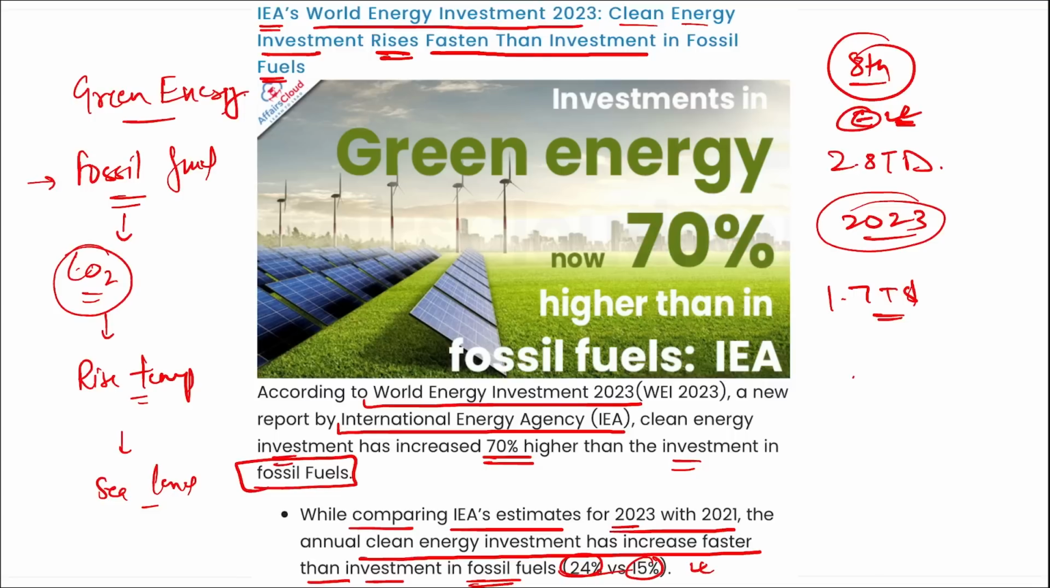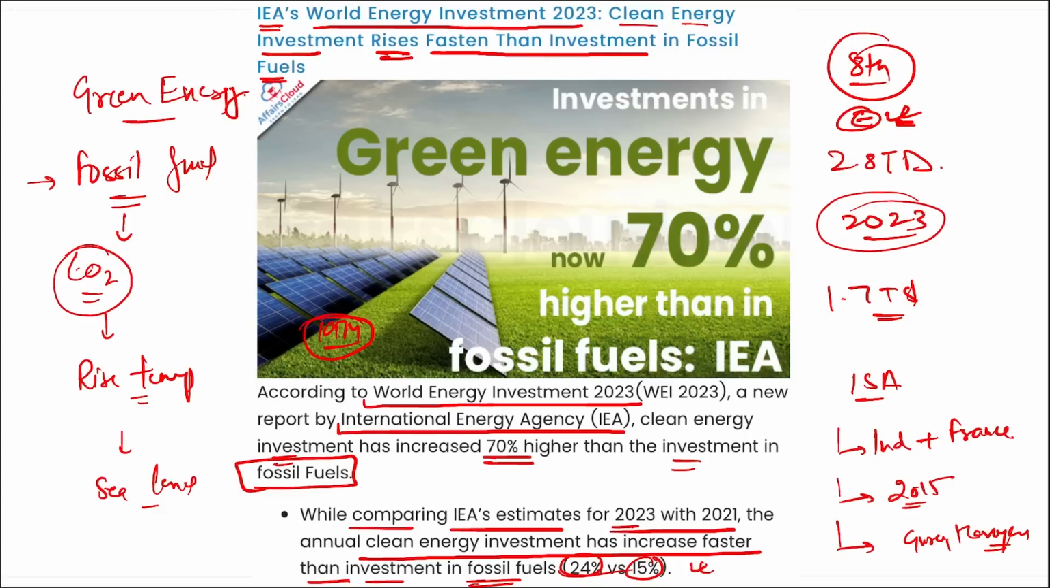If you remember, for the same purpose, the International Solar Alliance was launched. It was between India and France. It was launched in 2015, and its headquarter is in Gurugram, Haryana. If we talk about the IEA, the International Energy Agency, who is the executive director? Dr. Fatih Birol. The headquarter is in Paris, France, and it was founded in 1974.